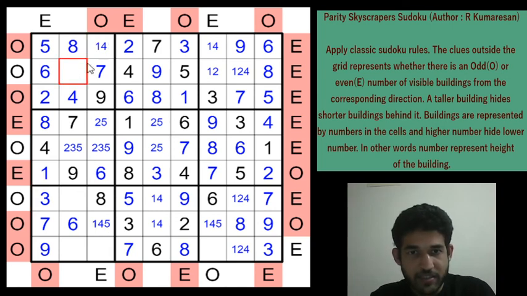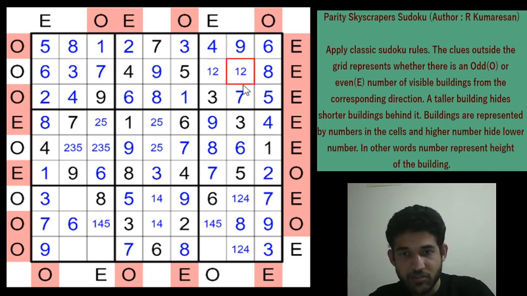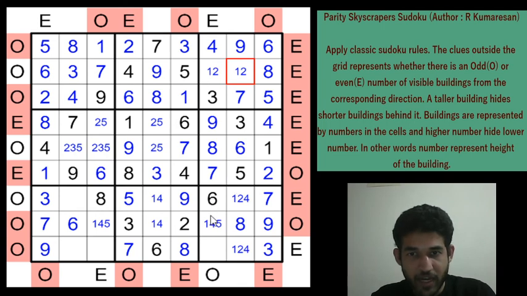And now remaining digits are 1 and 3. 3 can't be here, so this will be a 3 and this will be a 1, and that gives a 4 here, and these two cells must be 1 and 2, and we can eliminate the 4 from here. So this will be 1 or a 5.